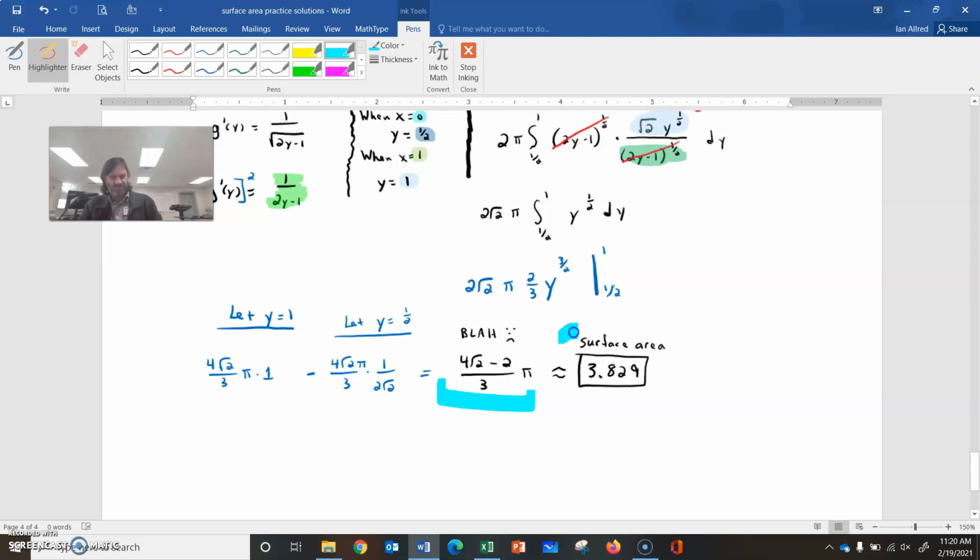But if you put this in the calculator, something that you might understand a little bit better for a number here is 3.829. Alright, that's what I get when I approximate it. Alright, thank you.